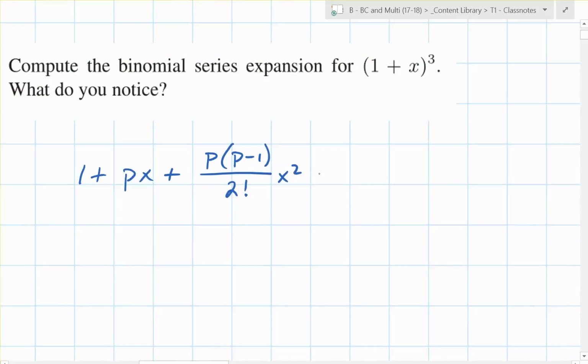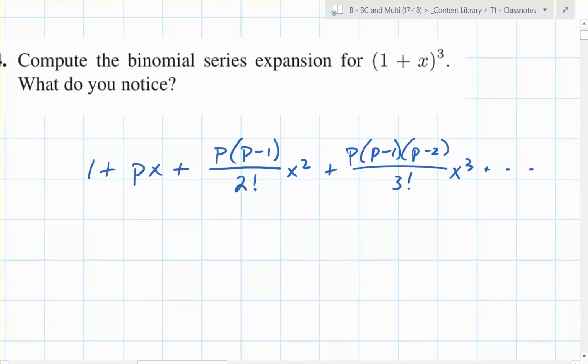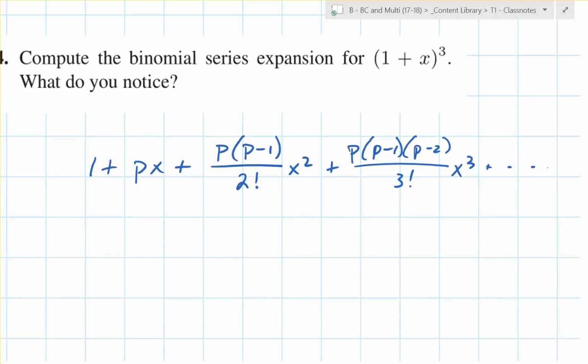Yeah. And then what's the next one? The pattern continues. If you remember the first 3 terms, it's just the same pattern. What's the next one? p times p minus 1 times p minus 2 all over 3 factorial x to the third, and it keeps going like that, right? So in this case, what's the p-value on this one? 3. So the p-value is 3.